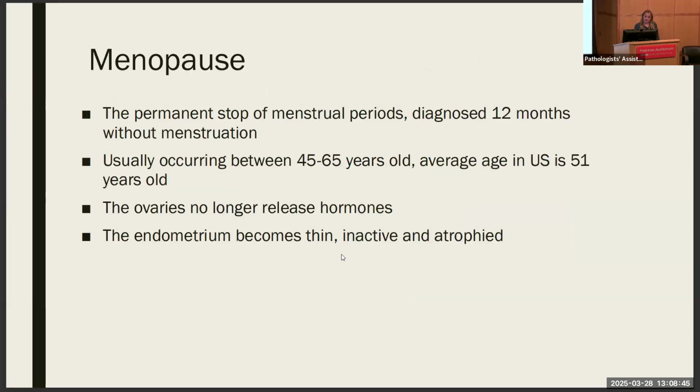So briefly, we're going to touch on menopause because it kind of sets the ground for our atrophic endometrium. Menopause is defined as the permanent stop of menstrual periods after 12 months. In the US, it's typically age 51, and it occurs between 45 and 65 years old. During this time, the ovaries cease their releasing of hormones, and the endometrium becomes thin, inactive, and atrophied.